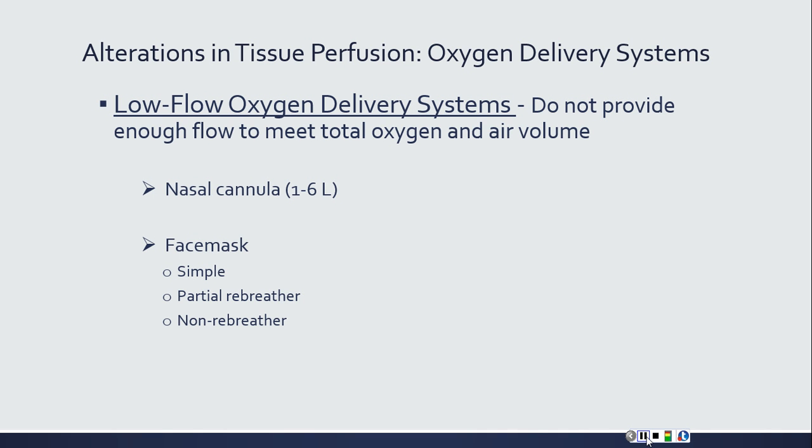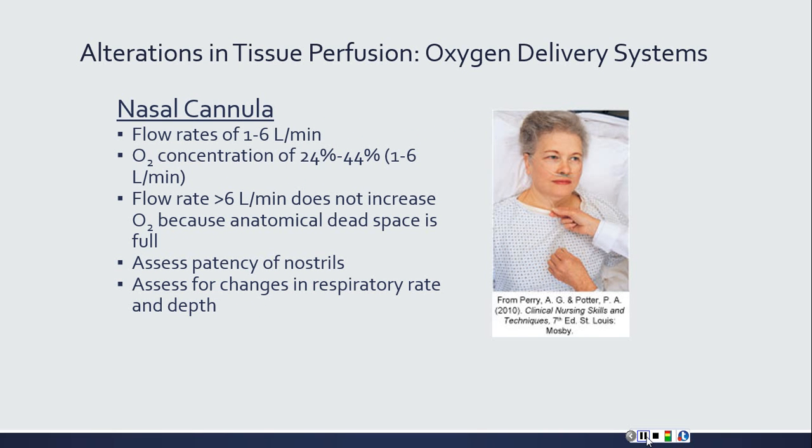All right, some of the different types of face masks: simple, partial rebreather, and then non-rebreather. And we'll talk about each of those here in just a second. But the nasal cannula, again, flow rate's 1 to 6 liters. This is a concentration of 24 to 44%. And again, flow rate greater than 6 liters is not giving them anything extra. You want to assess the patency of the nostrils. If the patient has nostrils that aren't patent, are they a candidate for nasal cannula? No, it's not really doing them a whole lot of good, right? You also want to assess for changes in respiratory rate and depth.